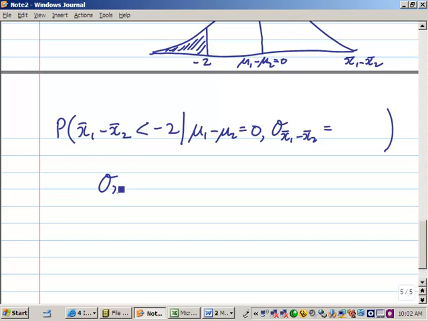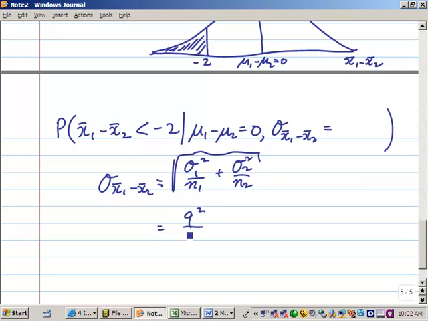So sigma sub x bar 1 minus x bar 2 is the square root of sigma 1 squared on n1 plus sigma 2 squared on n2, square root of the whole thing. Sigma 1 is $9, square that, divide by a sample size of 100, and sigma 2 is the same thing. It's not always the same. In this case, we're using them both the same.